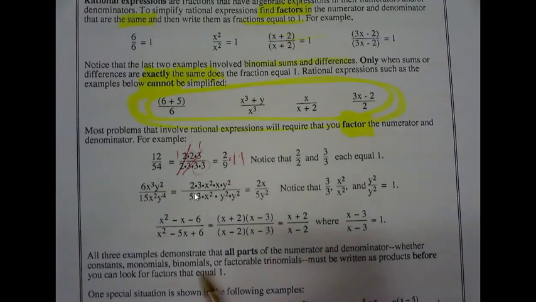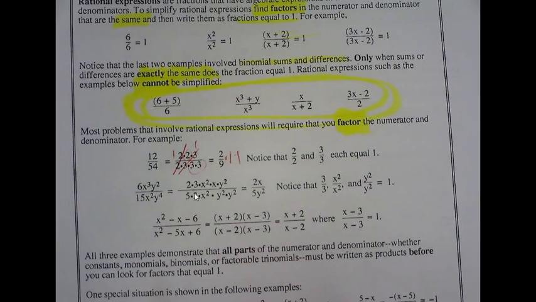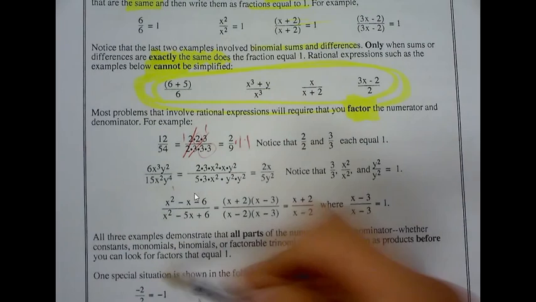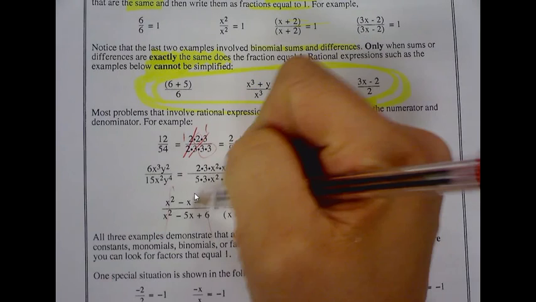But when I see this, please do not think that you can cancel this and then cancel this and you're left with 1 over 5. No!